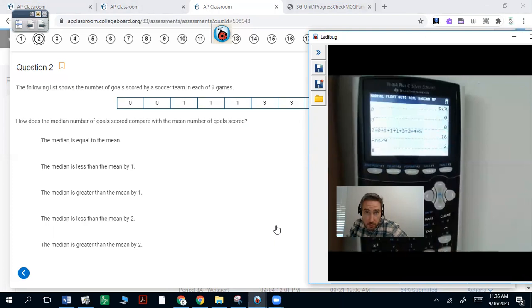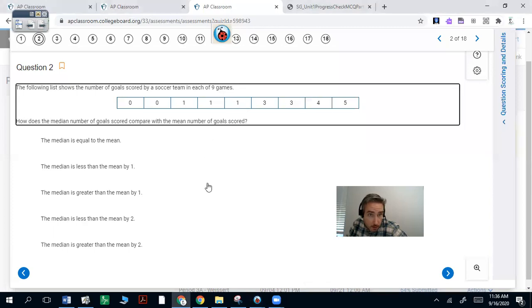So, I was wrong. Actually, the mean is higher. It's going to be 2. So the mean is 2. The median is 1. The median is less than the mean by 1 because the median is 1.